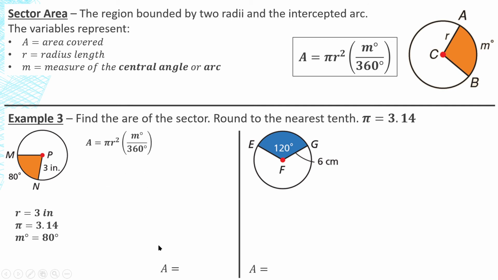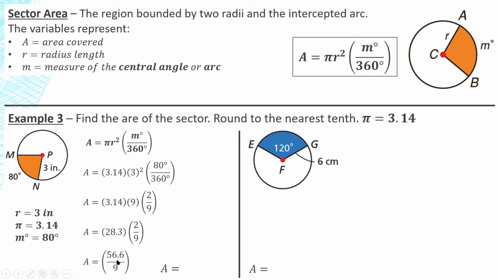So we substitute into our formula: 3.14 times 3 squared times 80 over 360. So 3 squared is 9. 80 over 360 reduces to 2/9. Multiply here. 3.14 times 9 gives us 28.3. And once we simplify, 28.3 times 2 over 9, 56.6 over 9. And then finally we divide that fraction. We get 6, rounded to 6.3.